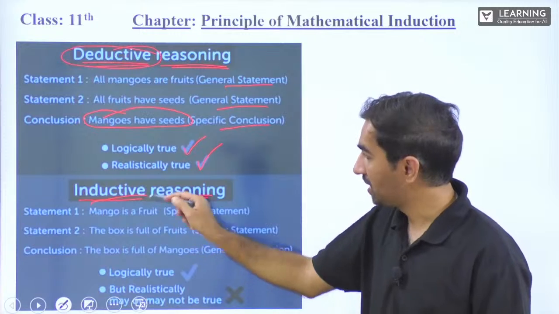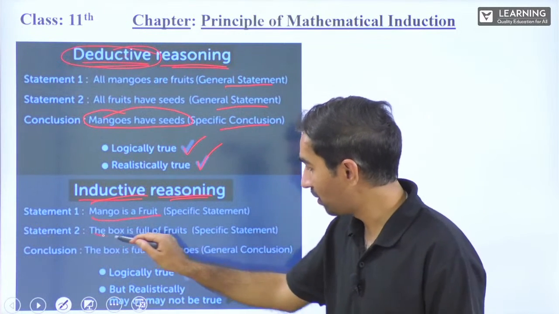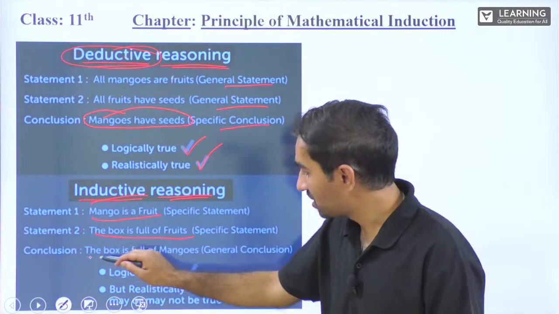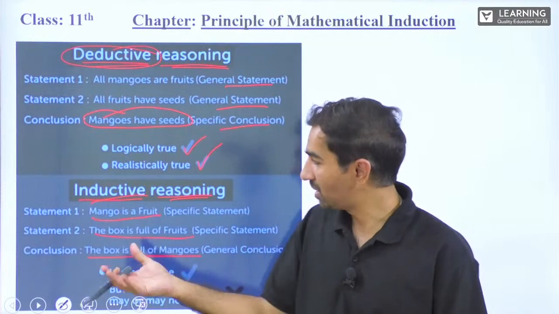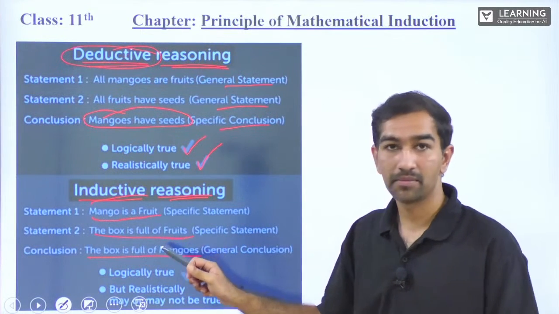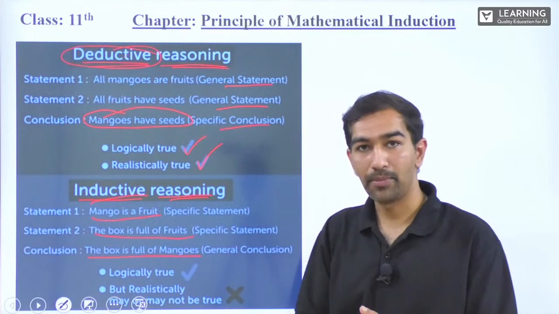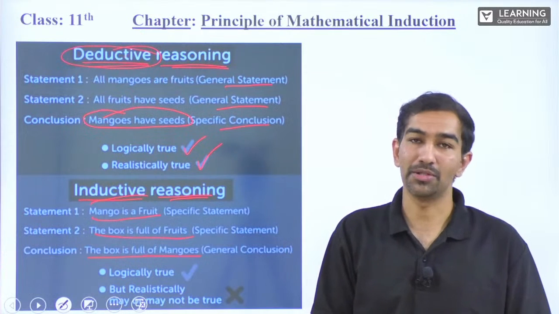You come to the next one, inductive reasoning. Mango is a fruit. The box is full of fruits. Now the box is full of mangoes. So I gave an example of mangoes being raw, right? So another example is considered here. Mango is a fruit. The box is full of fruits. Means see, for example, apple is also a fruit. Correct? Banana is also a fruit. Grapes is also a fruit.